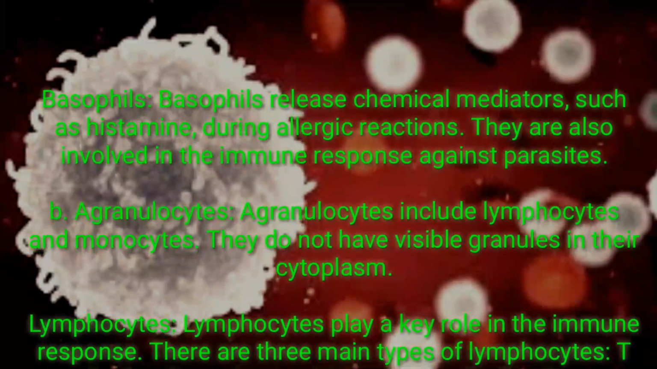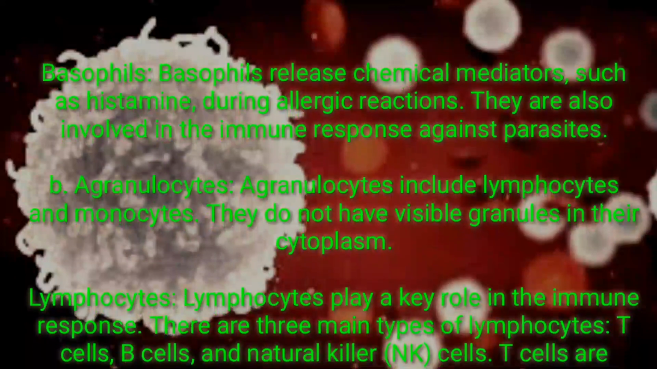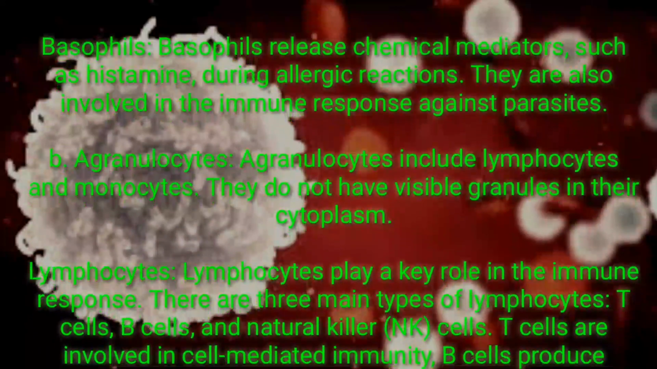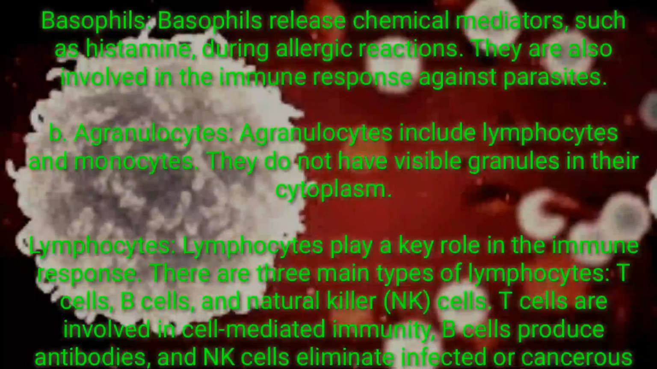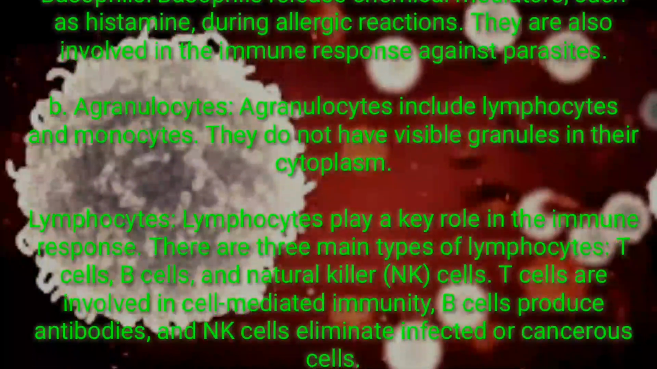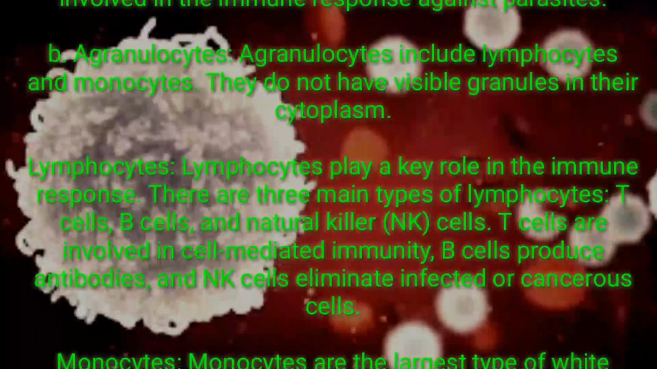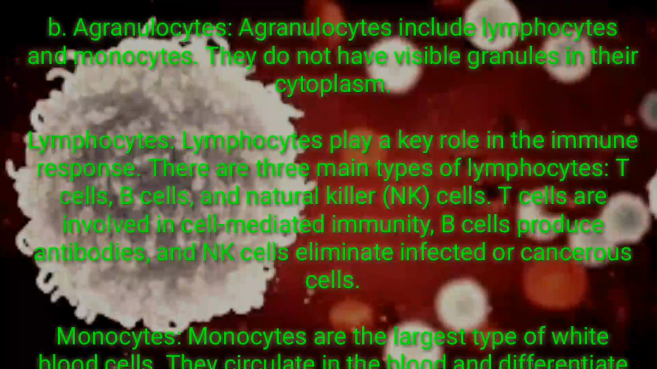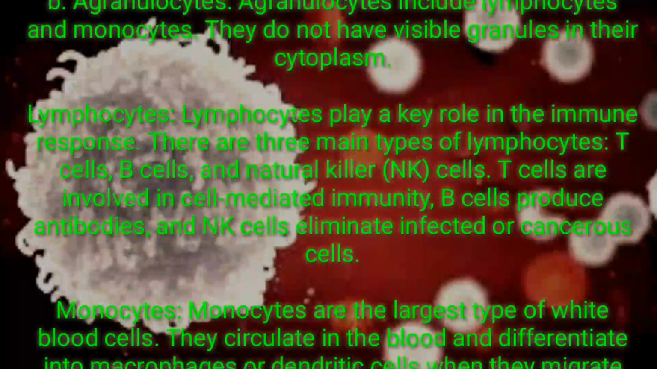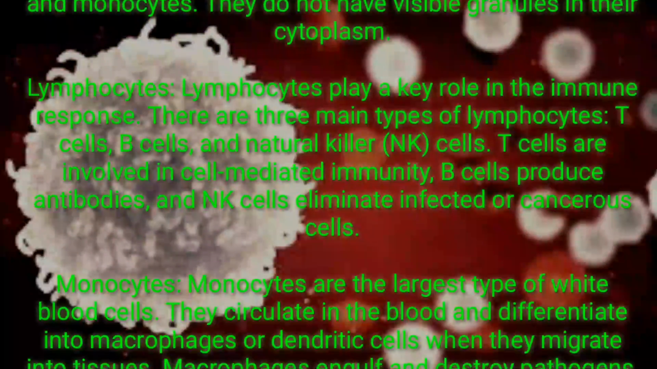Lymphocytes. Lymphocytes play a key role in the immune response. There are three main types of lymphocytes: T cells, B cells, and natural killer cells. T cells are involved in cell-mediated immunity. B cells produce antibodies, and NK cells eliminate infected or cancerous cells.